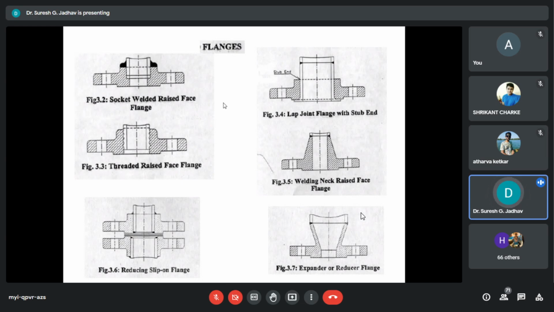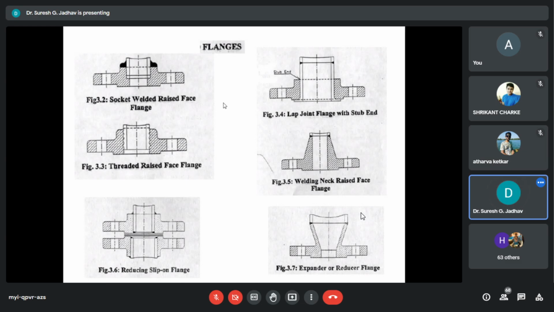In an earlier slide we discussed the different kinds of classes for stub ends, where the class B type stub ends and slip-on flanges can be used for the same purpose or same duty. So whenever we are using lap joint flanges, we use them with stub ends.